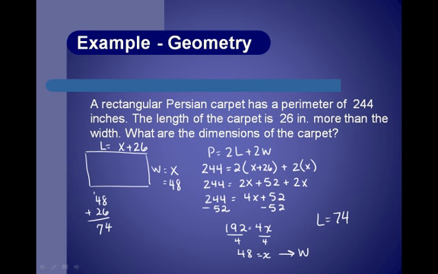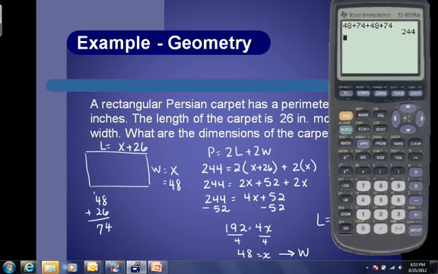Add up the length, the width, the length, and the width, and you should get 244 inches. When we plug in the length of 74 and the width of 48, that does give us a perimeter of 244 inches.